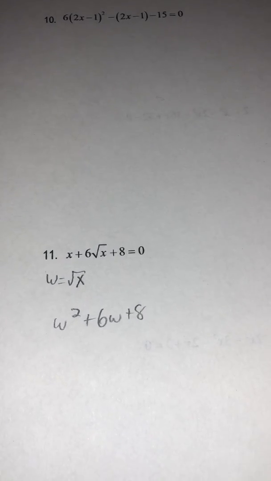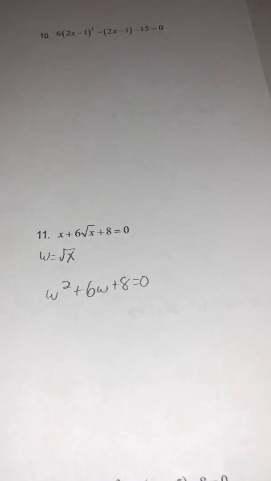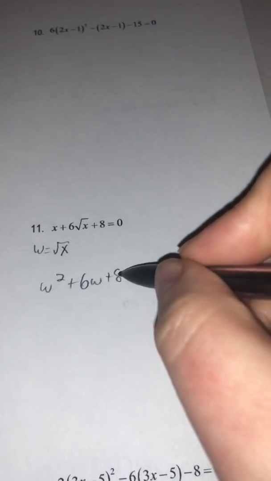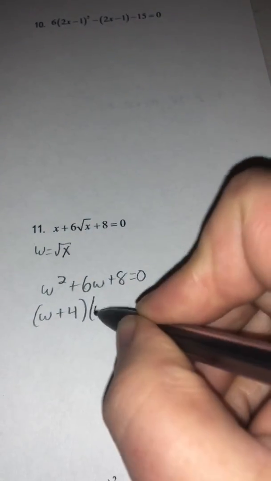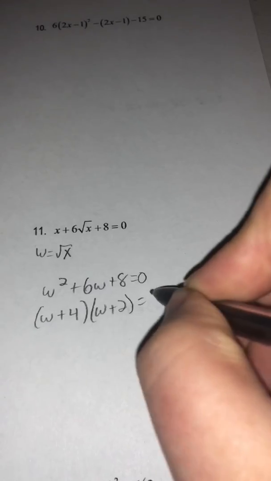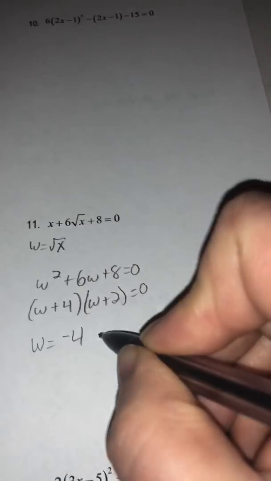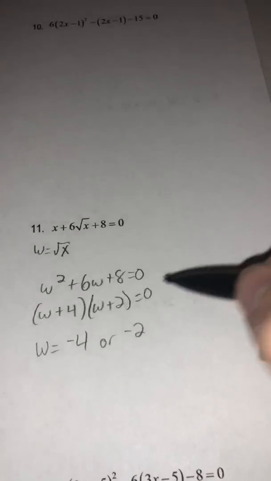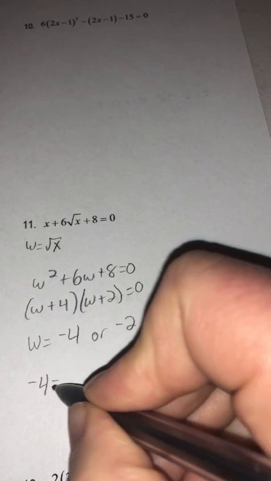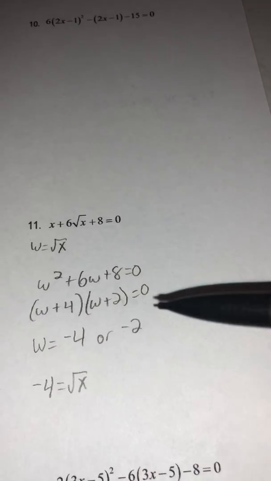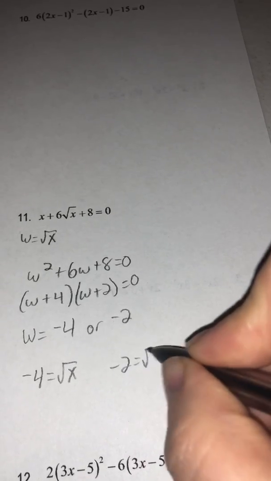You see that? So now I have this, and I can solve it like I always do. So factors of 8 that have to be 6 would be 4 and 2. Solve each one. That means w is going to equal negative 4 or negative 2. So now I go right back to this. And negative 4 is equal to the square root of x. And negative 2 is equal to the square root of x.